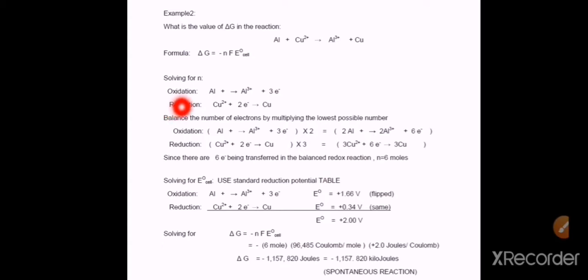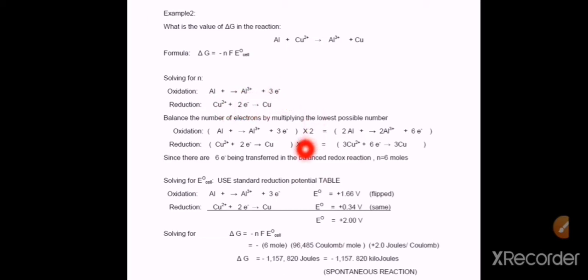For the reduction naman, there is a gain of electrons. So gain ng electrons nandito sa reactant side. The copper plus 2 or positive 2 plus 2 electrons giving you an elemental copper having a 0 charge. Now, for this next step is, kung nakikita natin, ang loss of electrons for aluminum is 3. However, copper gains 2 electrons. Hindi siya balance. So, hindi ito ang gagamitin natin for N. Hindi 3, hindi rin 2.